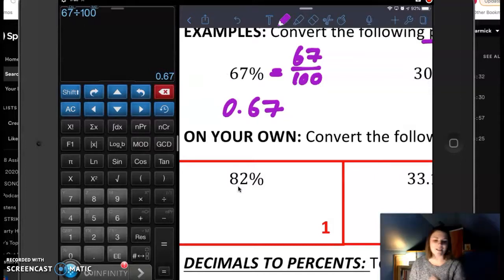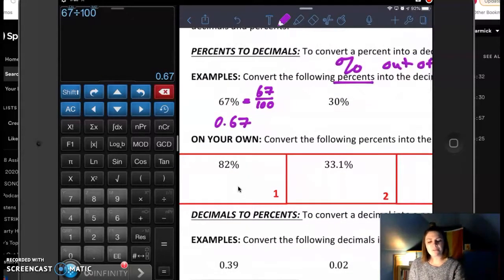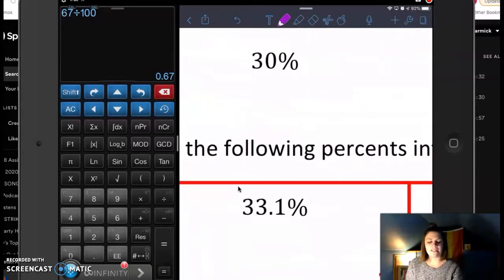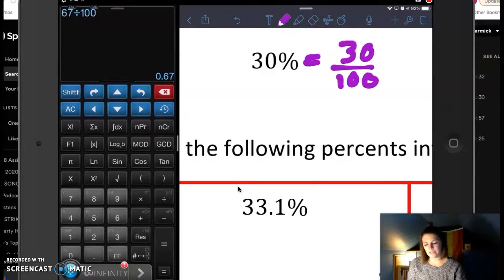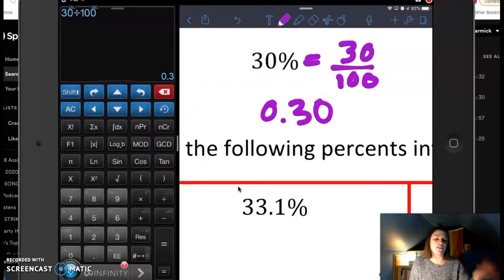Let's do a few more examples together. We have 30%, all right? So again, remember percent means out of 100, divided by 100. So 30 out of 100, 30 divided by 100, 0.3, 0.3. There you go. You might see some people write it as 0.30 because it's 30 hundredths. So just keep that in mind. However, when you put your answers in, make sure that you're doing 0.3.